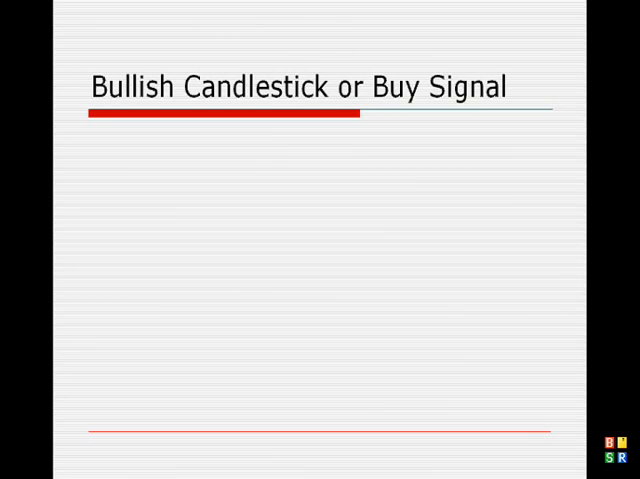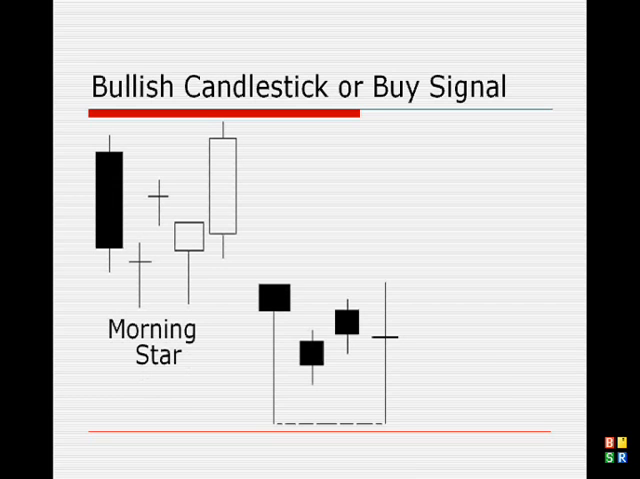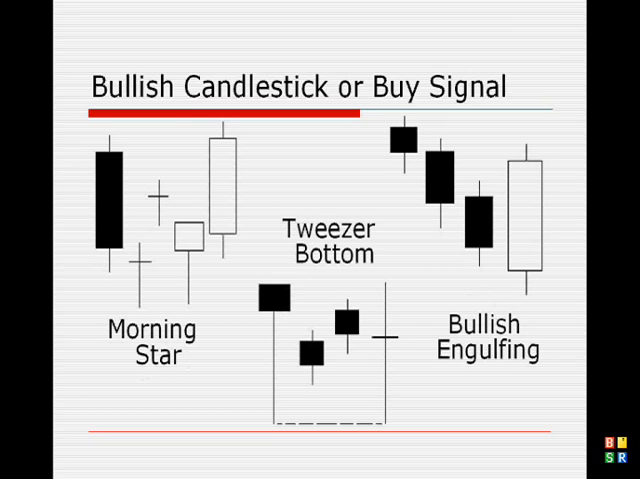Like I said before, there are many candlestick formations, but today I will focus on the three major bullish and three major bearish patterns that offer great buy and sell signals. The bullish patterns are the morning star, the tweezer bottom, and bullish engulfing. The morning star starts out with a bearish candle, followed by 1, 2, 3, or 4 indecision candles before a bullish candle appears. The morning star is often located at the bottom of the chart, signifying the end of the dip.